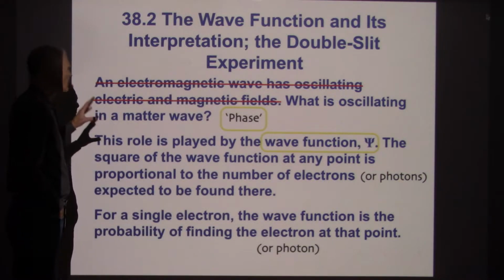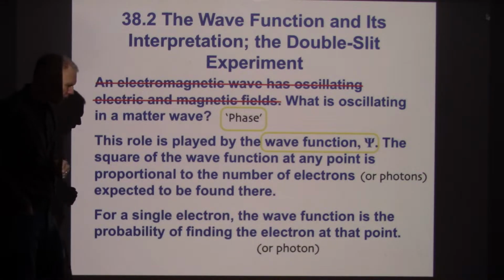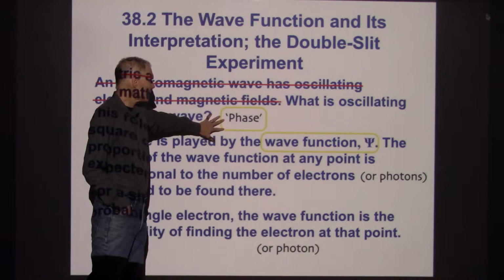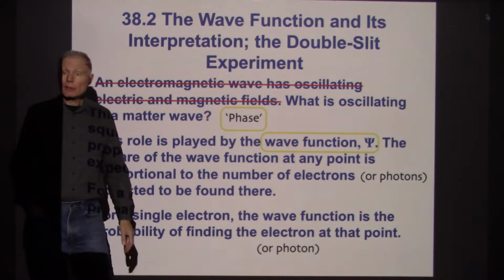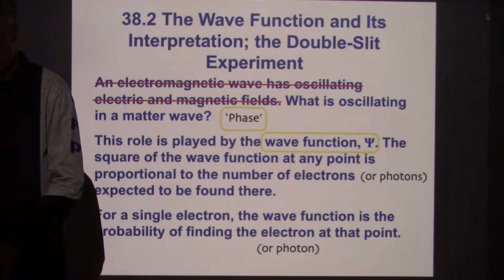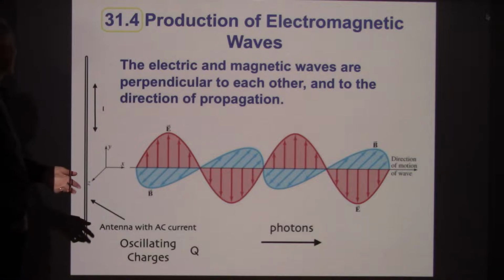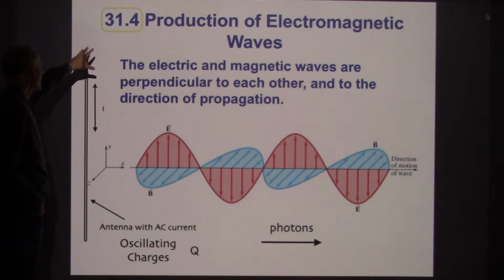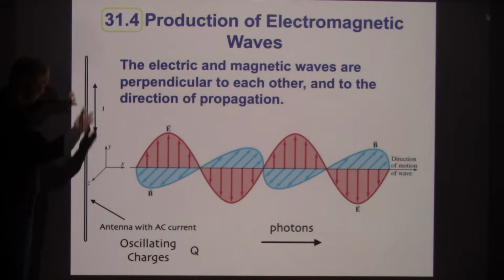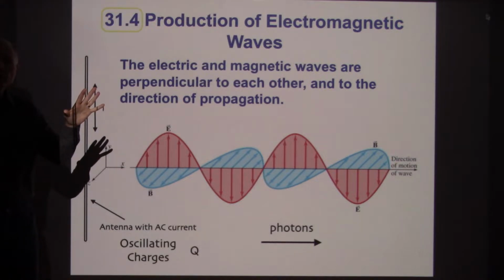Now the most experience we have right now is with light. And so what this is saying is, how are we going to represent the phase of a particle? Now we've already looked at phases with light. And so let's take a look and see. If we go back to chapter 31, here's an antenna. We have charges oscillating in the antenna, and those accelerating charges will radiate photons.